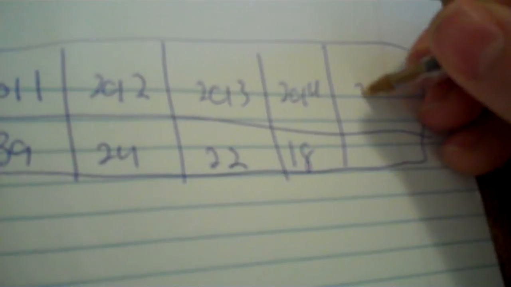So 2010, 37,000 pandas. In 2011 there was 39, but then in 2012 it goes down to 24. 2013 goes to 22. 2014 goes to 18, and 2015 goes to 15. You're going to kind of need to copy that table. Okay? Now, here's what you're going to do.